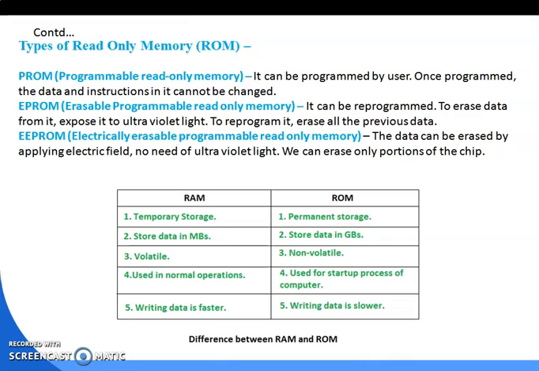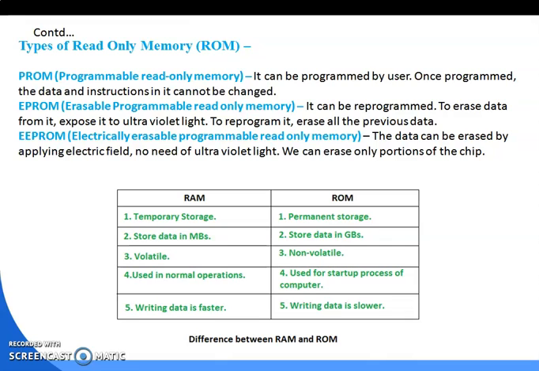So next are the types of read-only memory. That is the PROM, programmable read-only memory. It can be programmed by the user. Once programmed, the data and instructions in it cannot be changed. EPROM means erasable programmable read-only memory. It can be reprogrammed, and to erase data from it, expose it to ultraviolet light; to reprogram it, erase all the previous data. That means ultraviolet rays are used to erase the data for rewriting purposes, right? Next is EEPROM, electrically erasable programmable read-only memory.